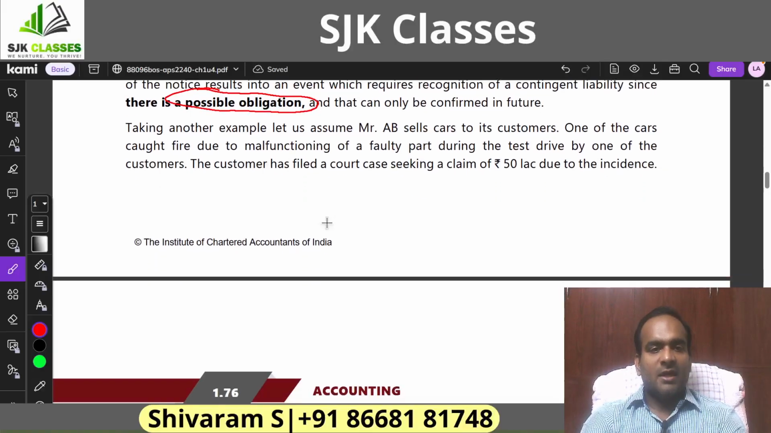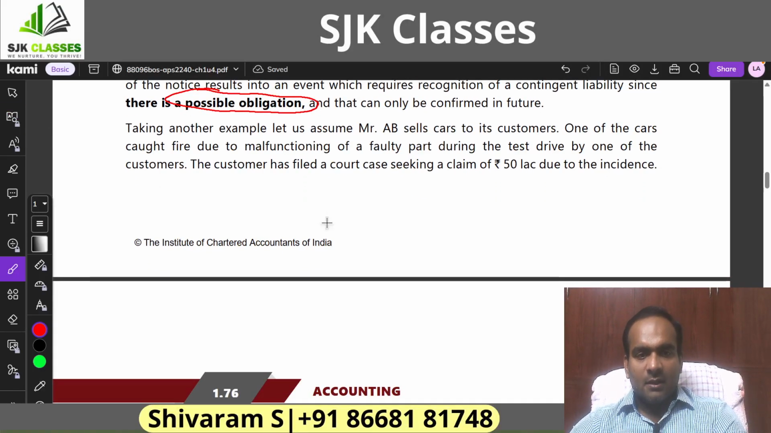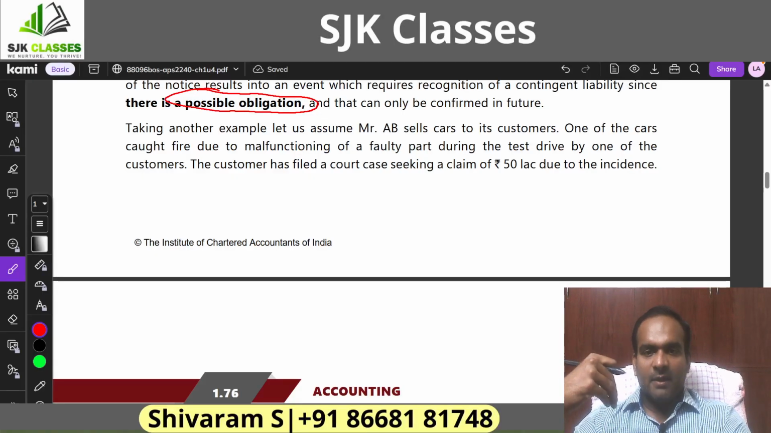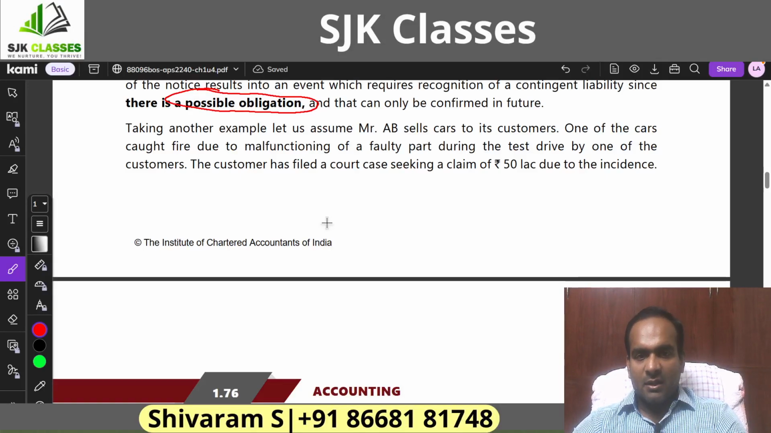Now, let's take up another example. Look at this para. Let us assume Mr. AB sells cars to its customers. So we are AB. We are selling the car to our customers. One of the cars caught fire due to malfunctioning of a faulty part during the test drive by one of the customers. The customer has filed a court case seeking a claim of 50 lakhs due to the incident.